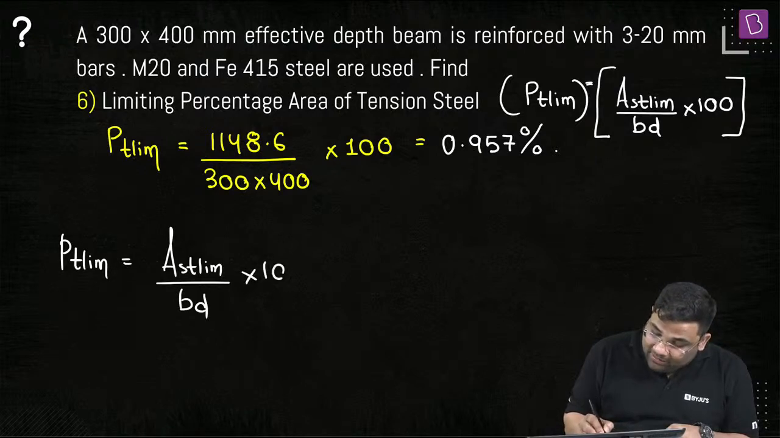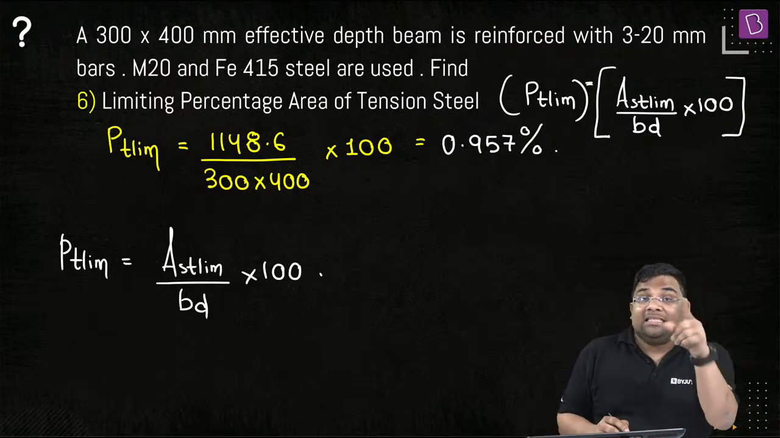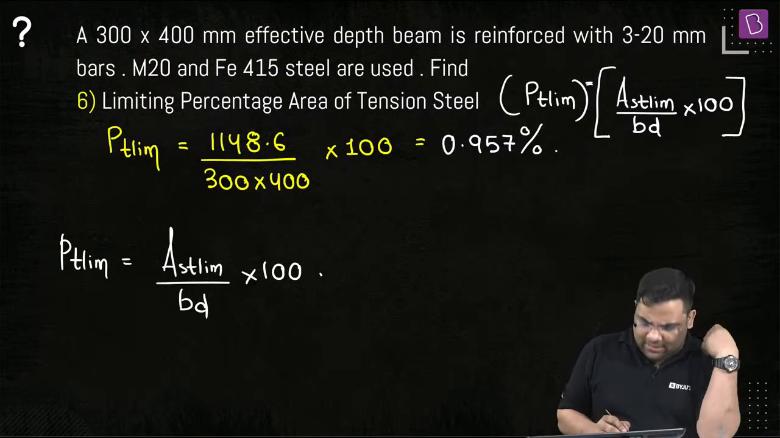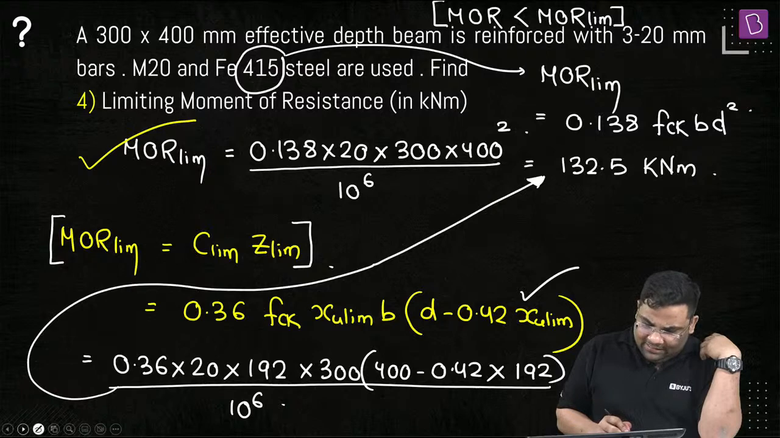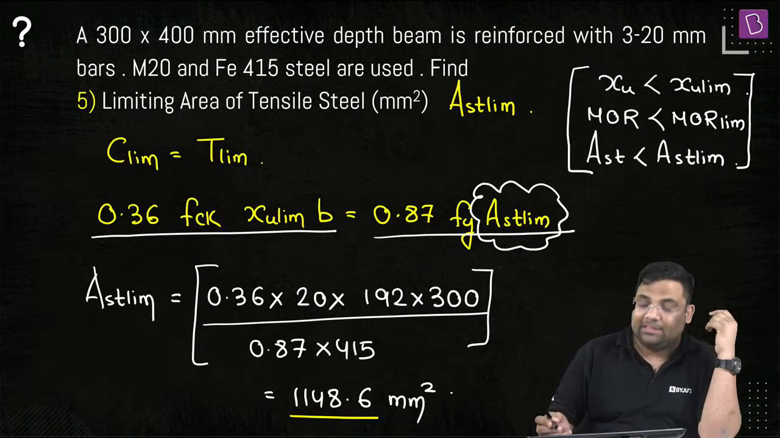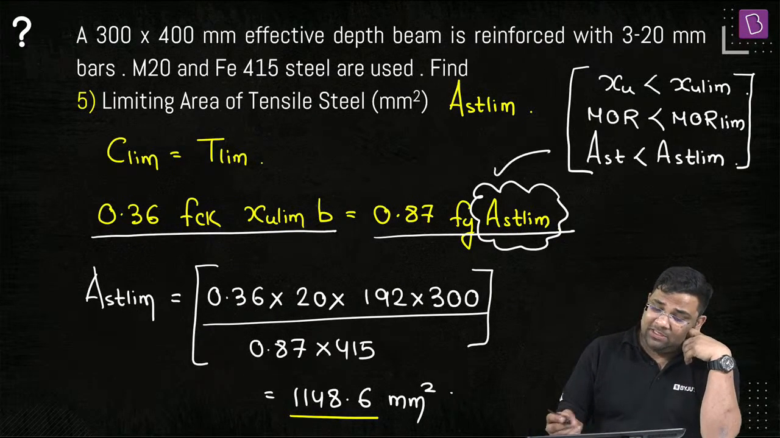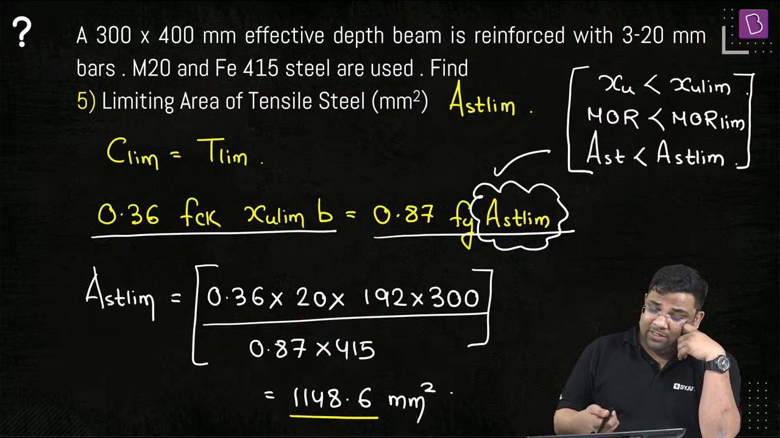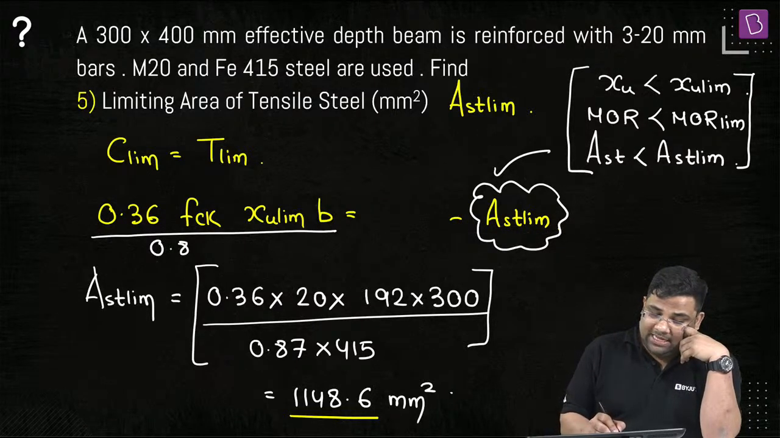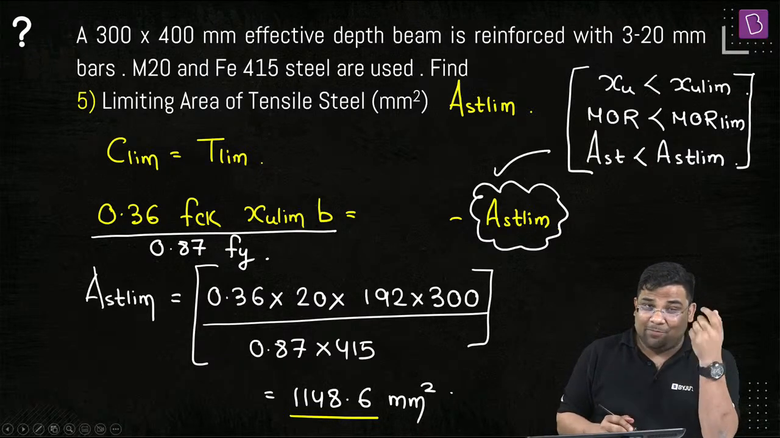Now, what is the expression for AST limiting? You can find the expression from C limiting equal to T limiting, right? C limiting is this, T limiting is this. So from this, can I find the expression for AST limiting? I'll just bring it down. This is the expression for AST limiting.